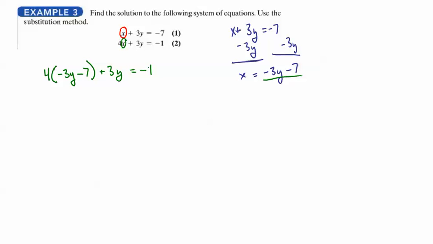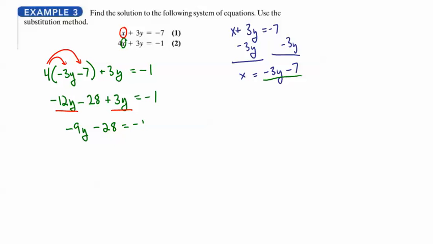Leave everything else the same, and then we're going to go ahead and do our distribution, and we get negative 12y minus 28. Then we still have the plus 3y equals negative 1. Combining like terms, we have negative 12y plus 3y, that's negative 9y, minus 28 equals negative 1.